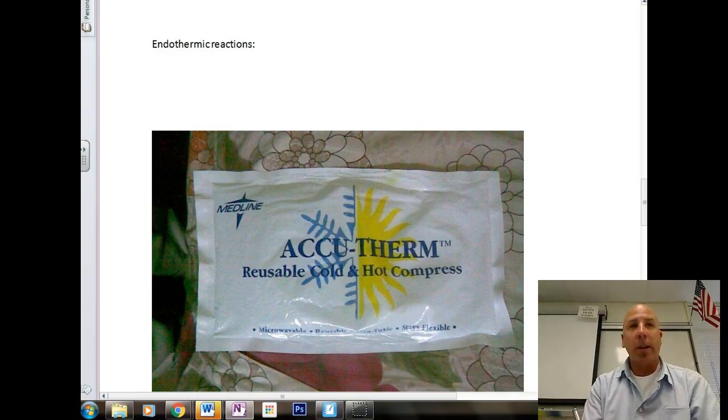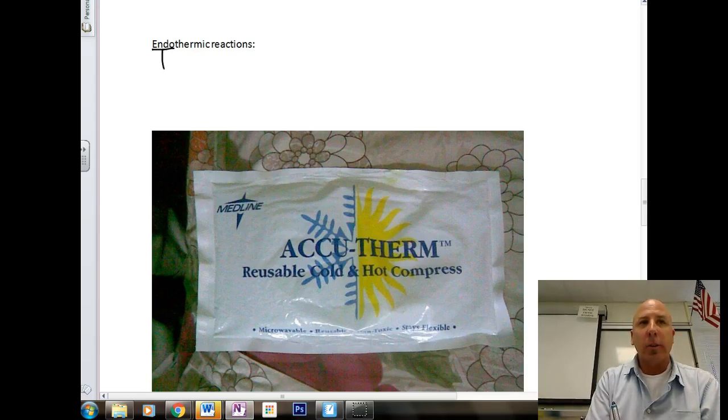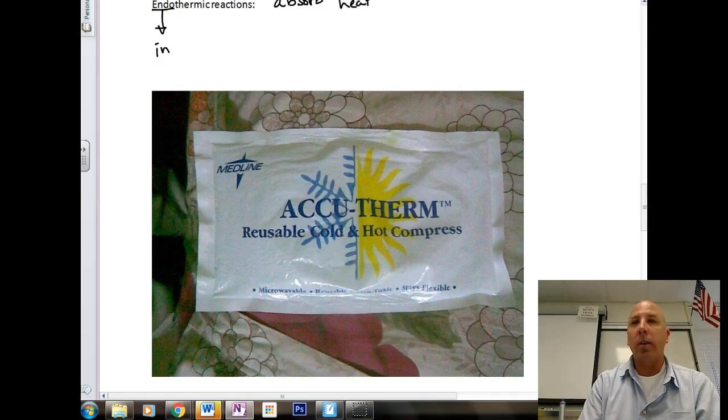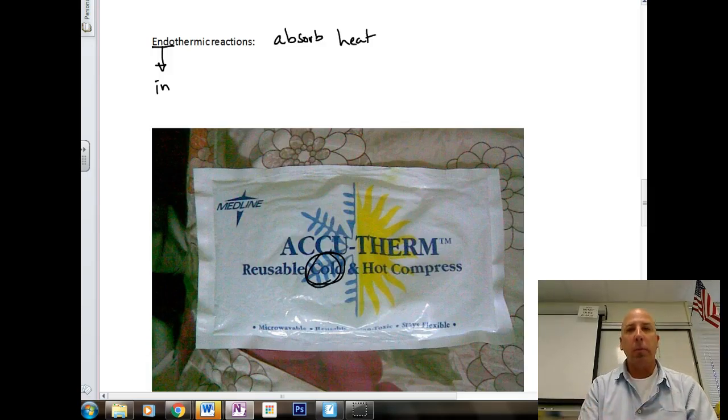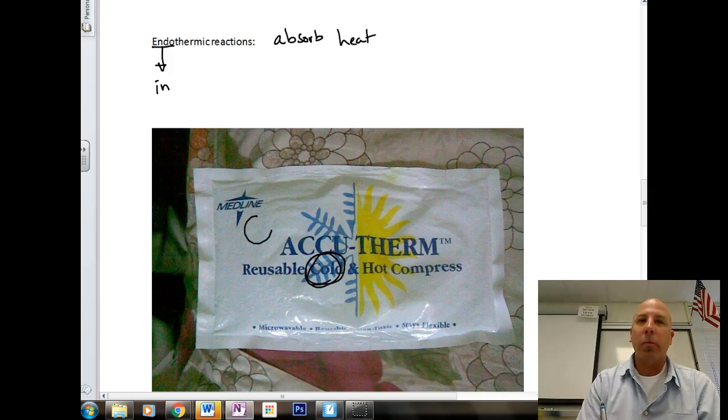Okay, the next type of reaction I want to talk about is called an endothermic reaction. Now, endo is going to mean in. So these are reactions or processes that absorb heat. So a great example of an endothermic process or reaction is one of these cold packs. Now, typically these cold packs, and we're just going to ignore the hot side of this, but let's say we have a cold pack. Some of the cold packs inside will have a small bladder of some sort of chemical, and it's usually ammonium nitrate.